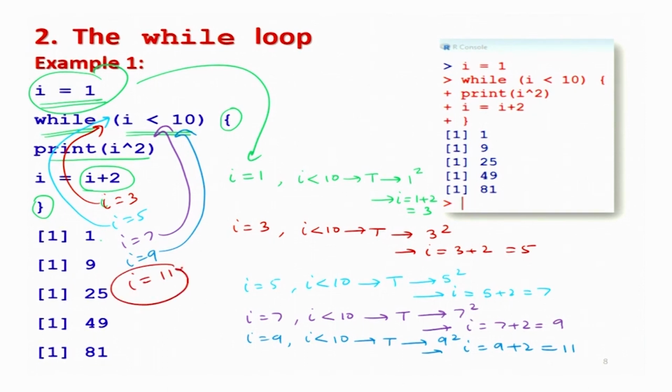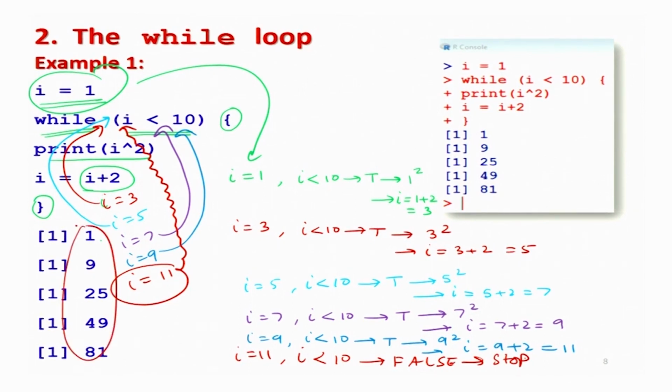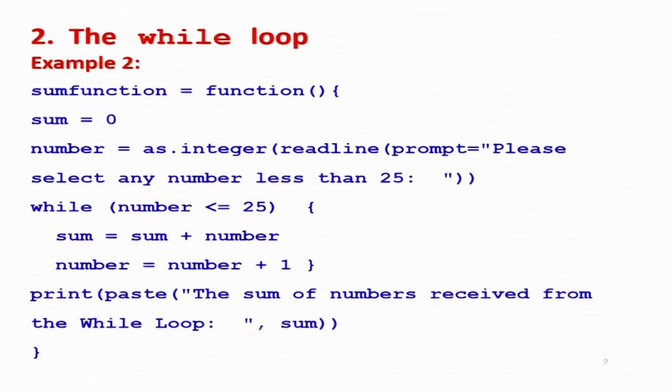This value of I is transported to the while condition, and now I equal to 11 is checked, whether I is less than 10. The answer comes out to be false, and when it is false, the program stops here. So, that is how you can see these values are printed here, and this is the screenshot. This is how the while loop works.